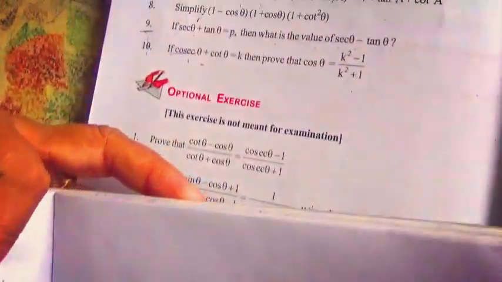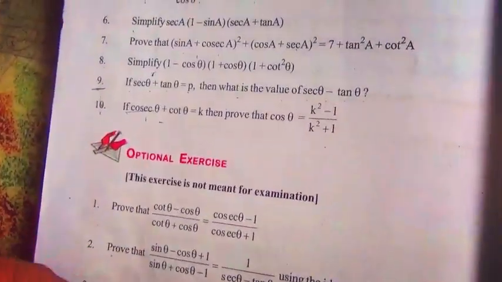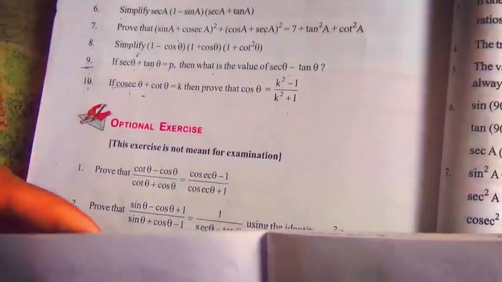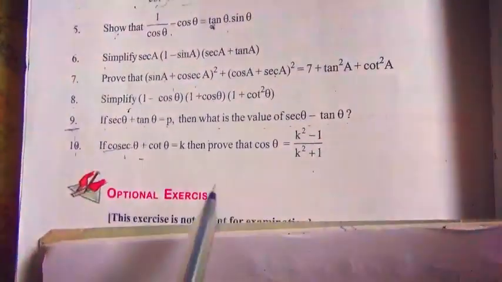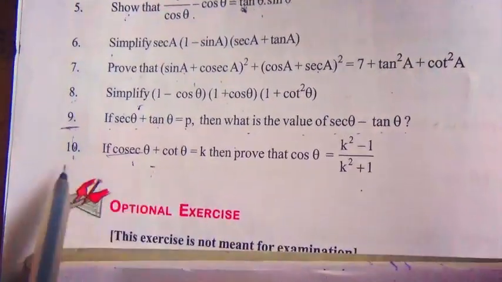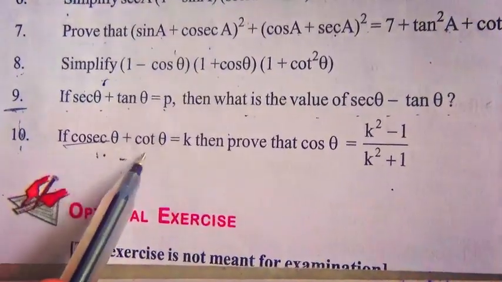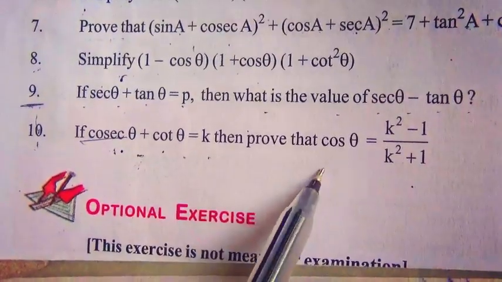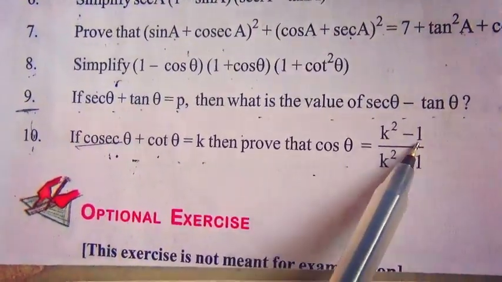Okay, now we have the last but not least, a very important sum, and for your final examinations it comes so many times. In final examinations you just carefully listen to this sum. Okay, 10th sum. If cosecant theta plus cot theta is equal to k, then prove that cos theta is equal to k square minus 1 by k square plus 1.